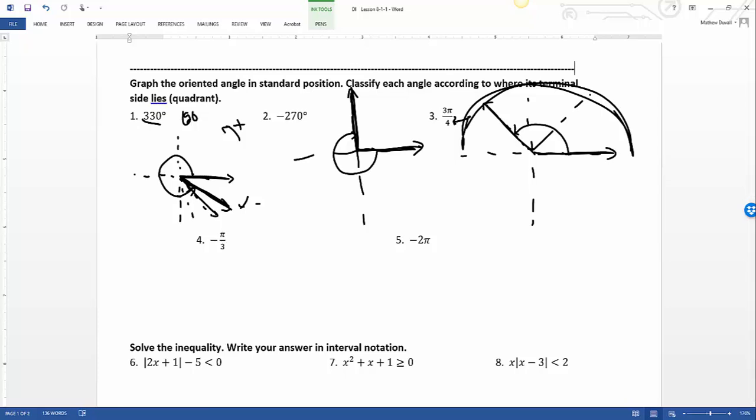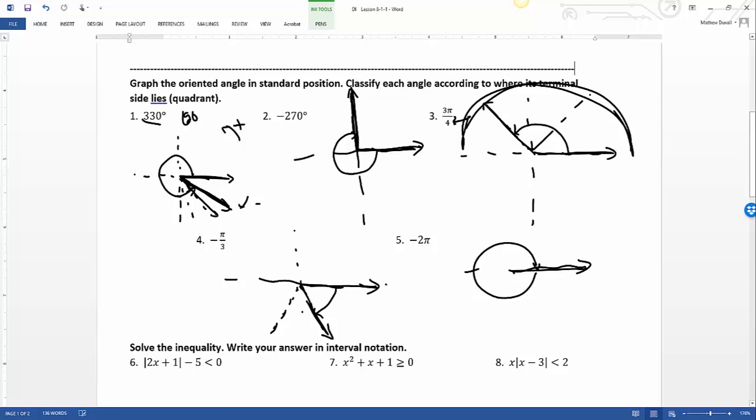So negative pi thirds. That means I've got to cut up the pi into thirds. So here's my initial side, and it's rotating in the negative direction. So there's my third. And then negative 2 pi, the initial side rotates all the way back. Now, it's important to draw the direction that it's rotating because it's positive or negative. That's the reason why you should draw your arrow, so you know how it's being rotated.